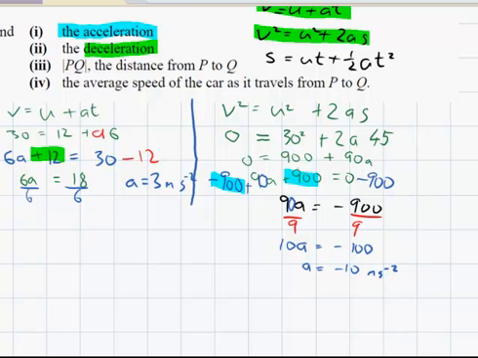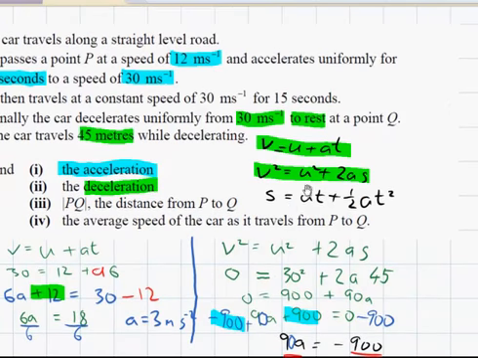Okay, now the next part of the question is to find the distance from P to Q. So let's read the question again. It passes point P at a speed of 12 and then accelerates uniformly. Okay, so we know the acceleration for that. We don't know the displacement for that section of the journey. It travels at a constant speed for 15 seconds. And finally, it decelerates, okay, so Q is the final point.